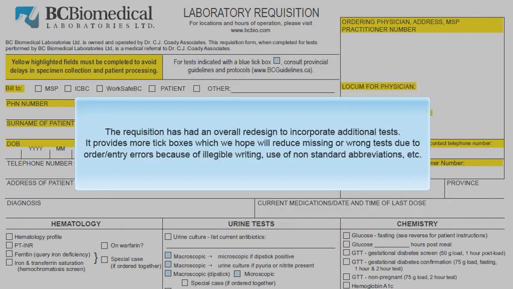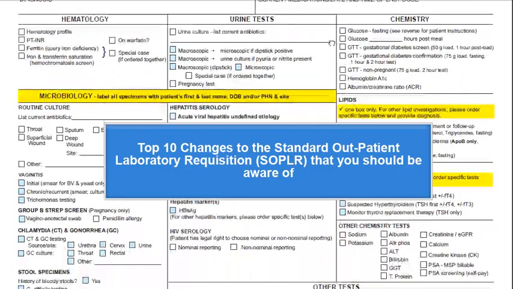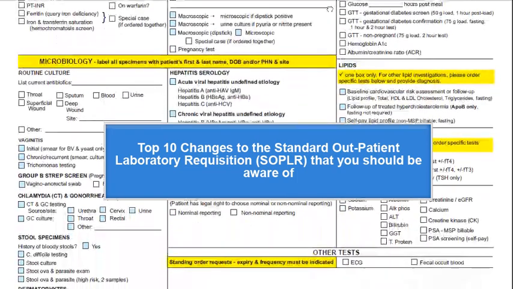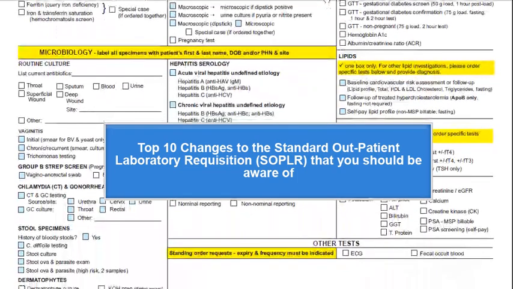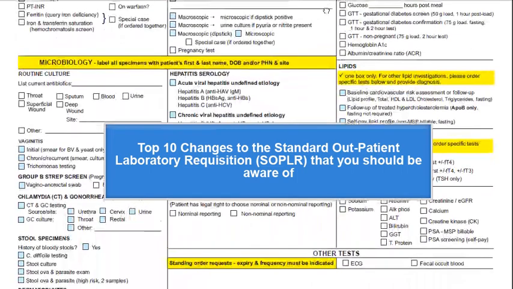this requirement. The requisition has had an overall redesign to incorporate additional tests. It provides more tick boxes, which we hope will reduce missing or wrong tests due to order entry errors because of illegible writing, use of non-standard abbreviations, etc. Here are the top 10 changes to the standard outpatient laboratory requisition that you should be aware of.